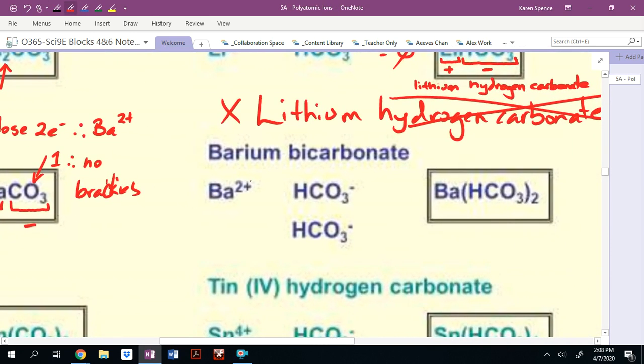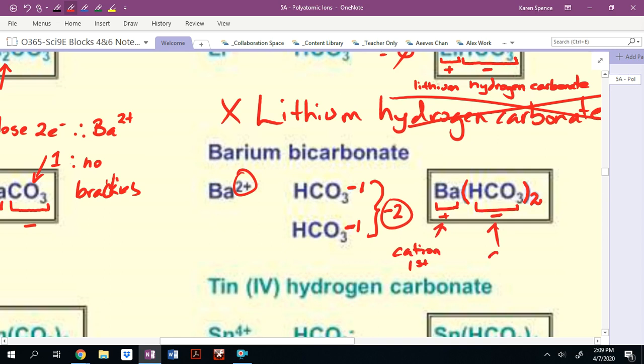Barium bicarbonate, barium is 2+, so we now need to have 2 of the bicarbonate ions to give us a 2- charge altogether. So 2+ and 2- overall gives us a 0 charge. And this time, because we've got more than 1 of the polyatomic ion, we have to put it in brackets and say we have 2 of that whole group. There is our cation, and there is our anion. Remember, the cation is always first, and the anion is always second.